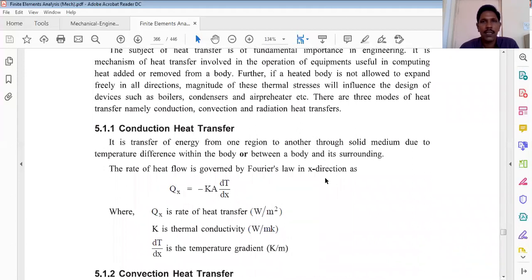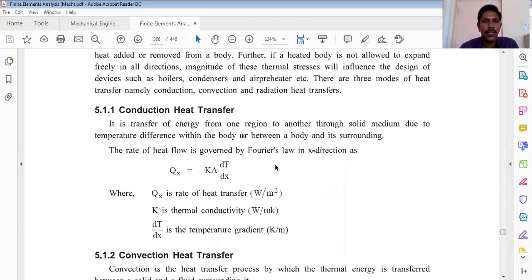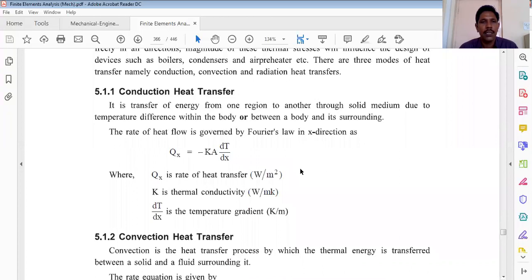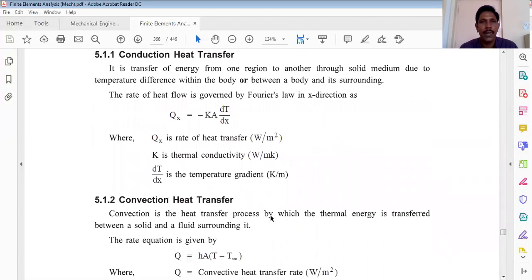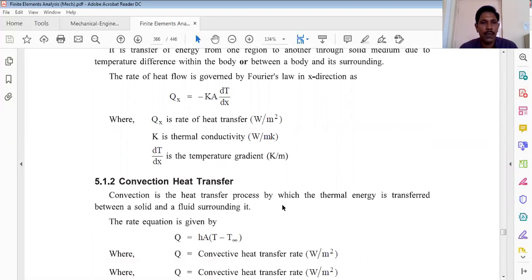So basically, there are three modes of heat transfer in terms of conduction, convection, and radiation. So conduction is the transfer of energy from one region to another through a solid medium due to temperature difference within the body or between the body and its surrounding. So the Fourier law of heat transfer due to conduction is given by Qx is equals to minus KA dT by dx, where Qx is the rate of heat transfer in watts, K is the thermal conductivity in watts per meter Kelvin, and dT by dx is the temperature gradient in terms of Kelvin per meter.